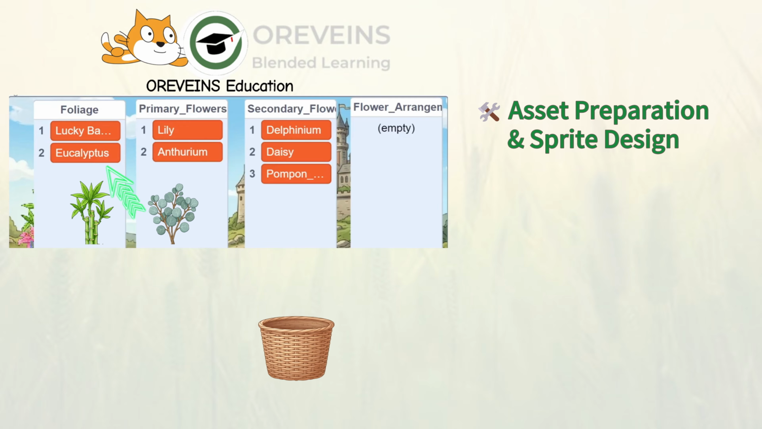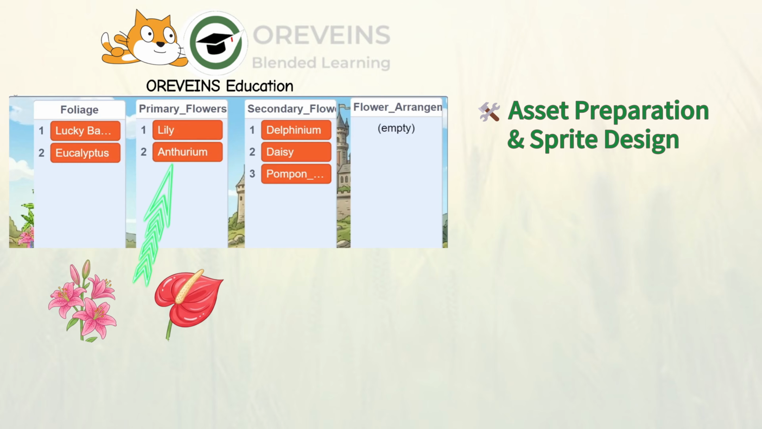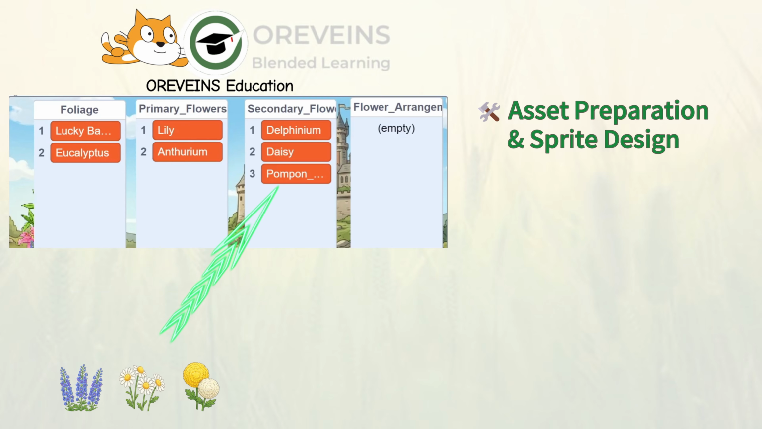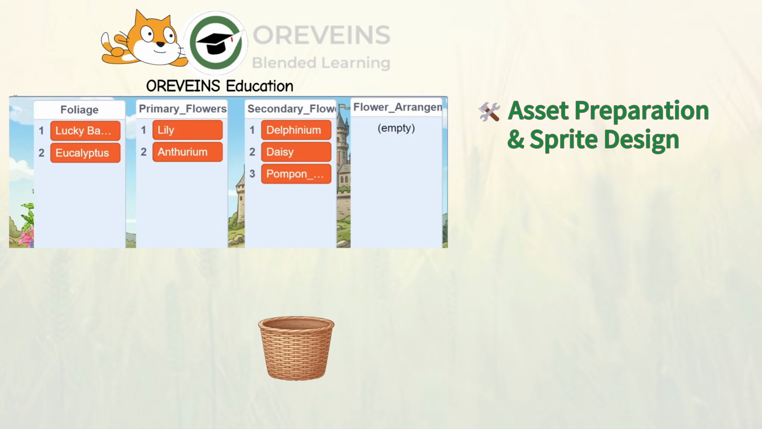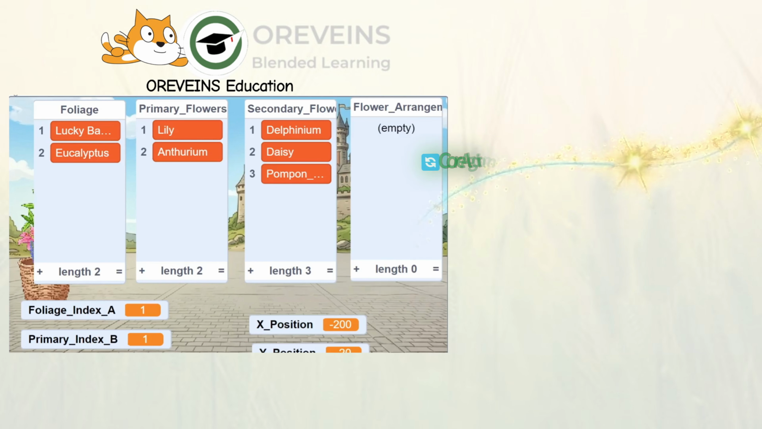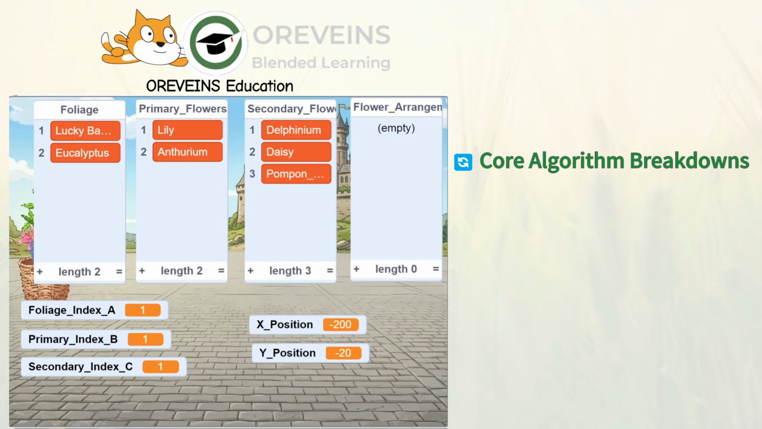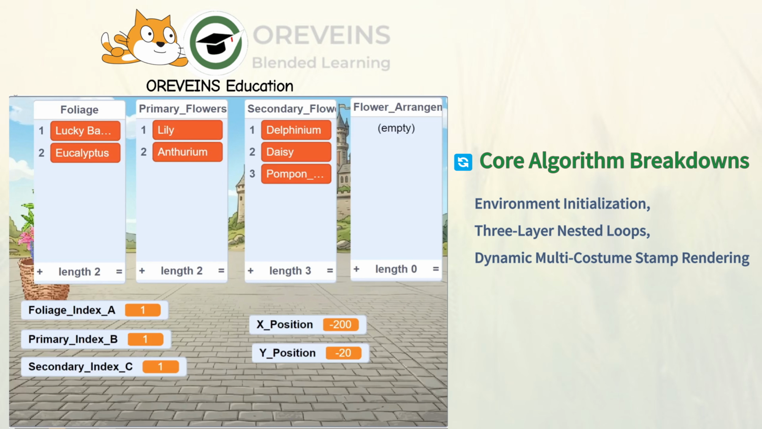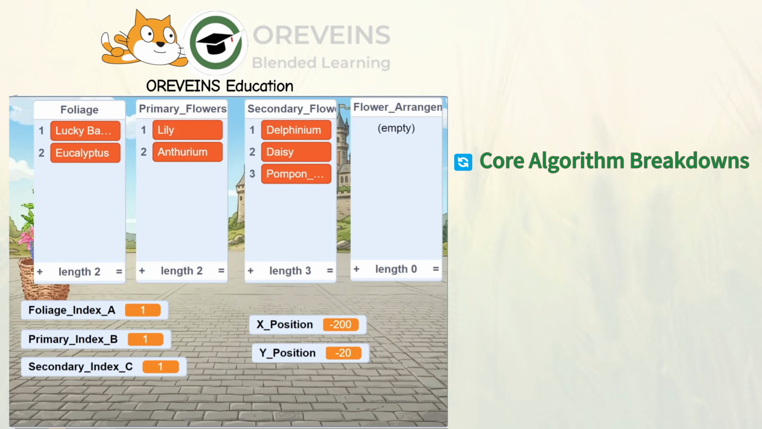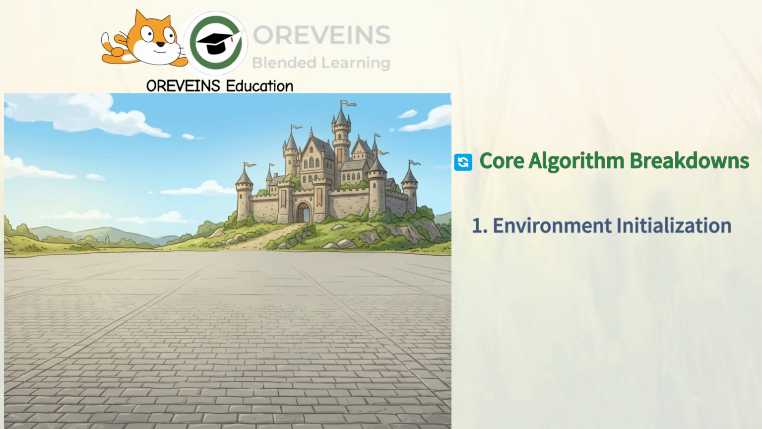Costumes 1 to 2, foliage, lucky bamboo, eucalyptus. Costumes 3 to 4, primary flowers, lily, anthurium. Costumes 5 to 7, secondary flowers, delphinium, daisy, pompon mum. Costume 8, basket, the base. The logic of this lesson can be broken into 3 major phases: environment initialization, 3-layer nested loops, and dynamic multi-costume stamp rendering.